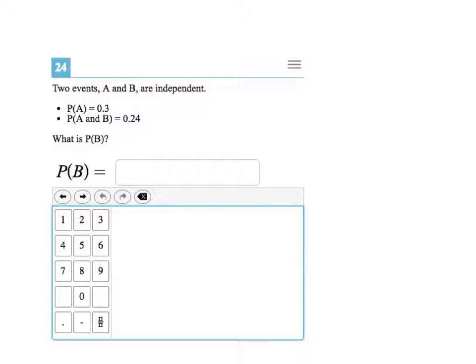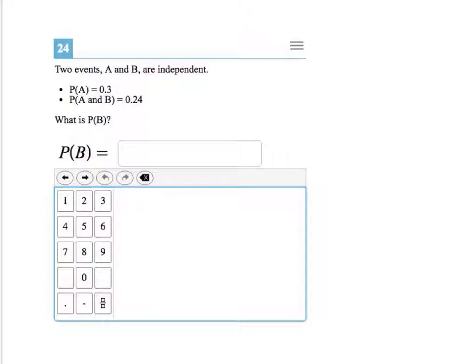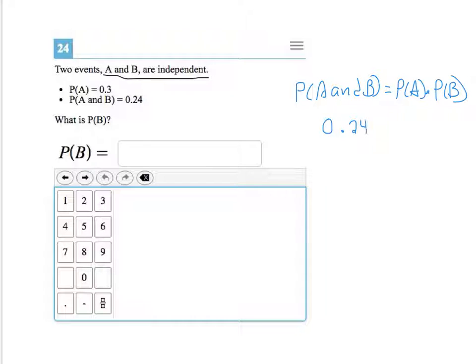Okay, here's another very simple one that uses that same logic from the first problem. It says two events A and B are independent. So since they're independent, and we're talking about an AND problem, we know the probability of A and B equals the probability of A times the probability of B. In this case, the probability of A and B is 0.24. So we can put that number right there.